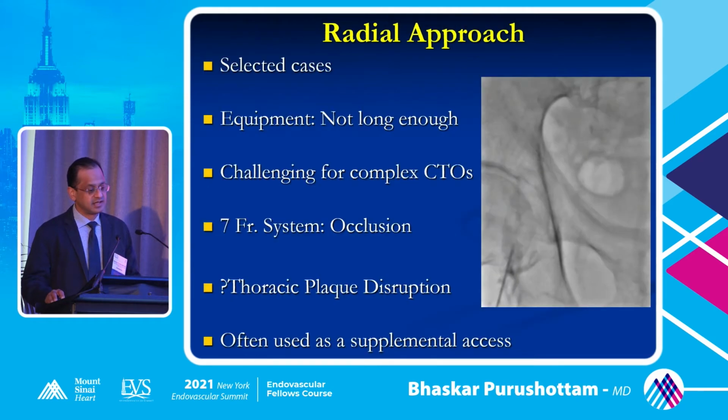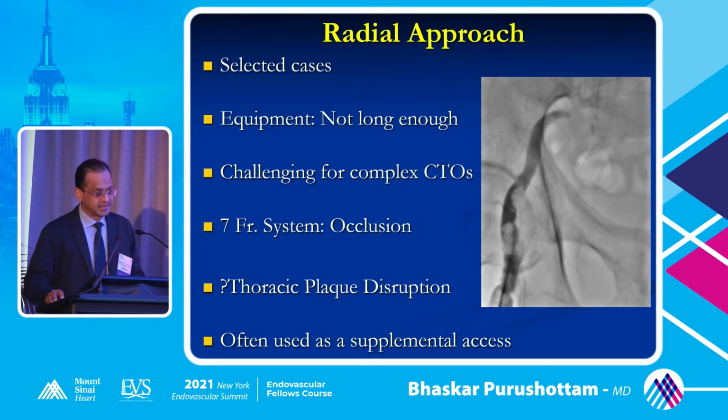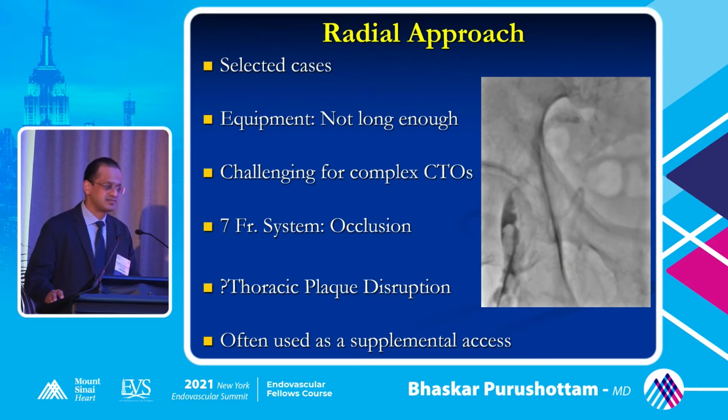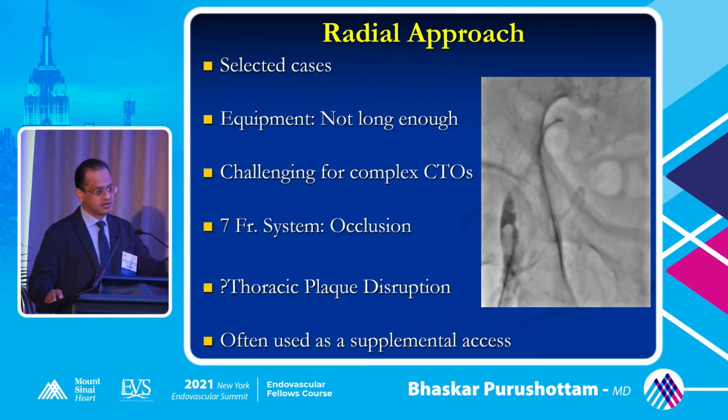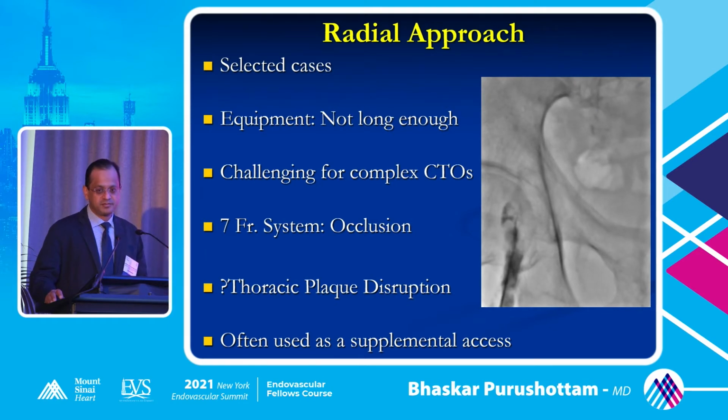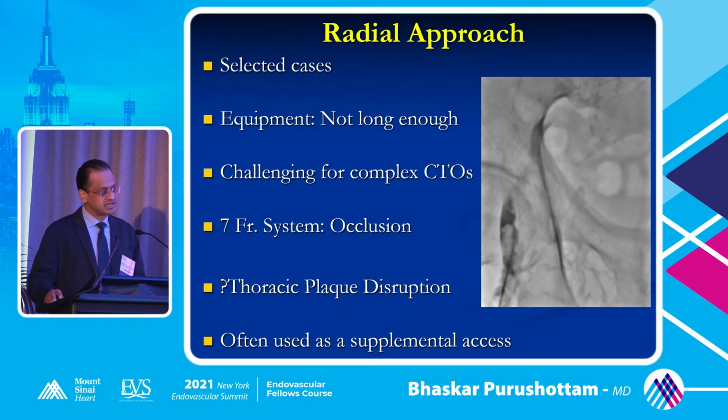So radial axis, I think the two biggest problems are, not all equipment can fit through the radial axis. The principle behind it is amazing because it's analogous to the coronary concept, but the fact that I can't put in all the stents or all the devices through that, and also you can't deal with complex lesions.